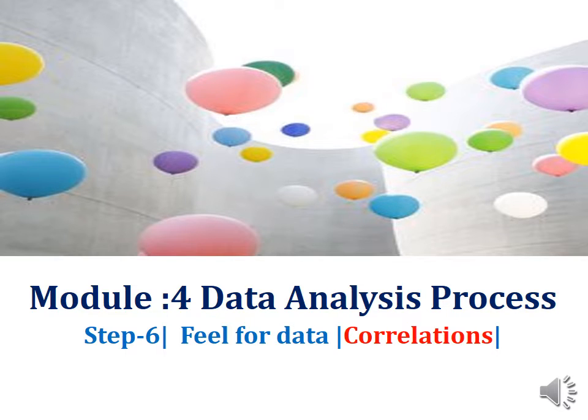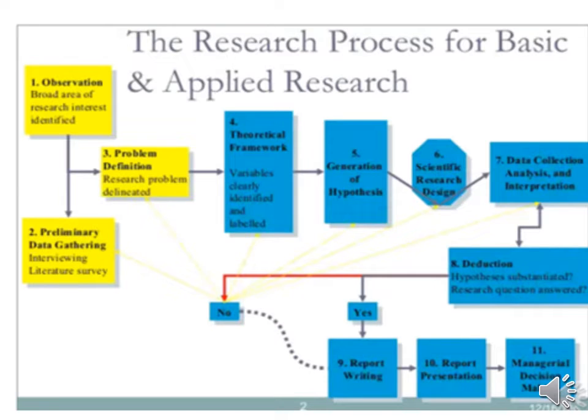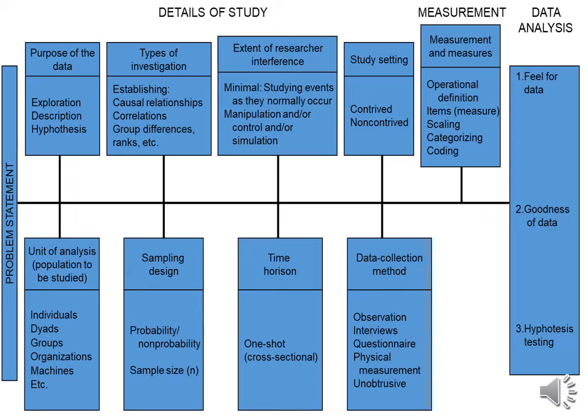Dear students and viewers, today we are going to discuss Module 4, the data analysis process, step 6, field for data, correlations. As you know, in the research process for basic and applied research, step 6 is the scientific research design. Basically, scientific research design is a complete framework. We have divided scientific research design into three parts: details of the study, measurement, and data analysis.